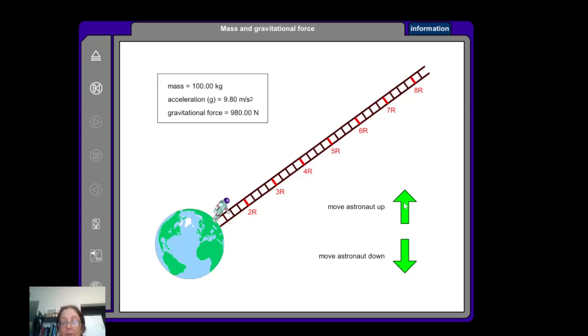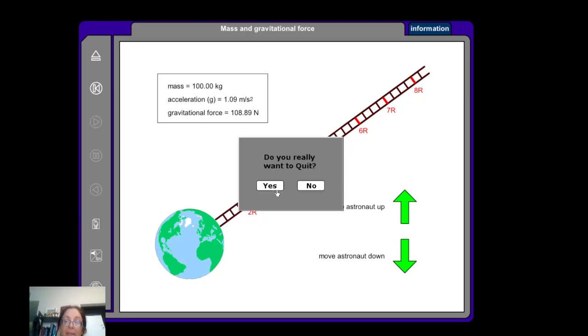Now, if I move the astronaut up, you multiply the distance by 2 from the center of the Earth. The mass is the same, but now the weight is divided by 4. If you multiply distance by 3, then the weight is now divided by 9. Okay, even though the mass is the same. So that's the idea behind the inverse square law.